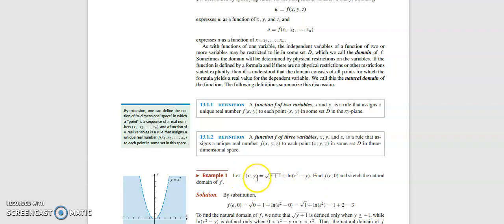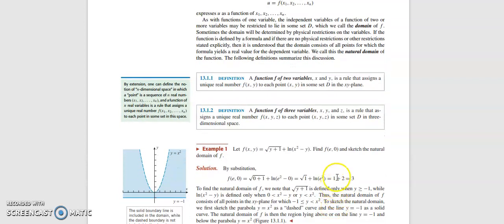So here you are given f of x, y equal to root of y plus 1, plus log of x square minus y. You are asked to find f of e, 0 and sketch the natural domain. For finding f of e, 0, substitute x equal to e and y equal to 0. So you will get root of 0 plus 1, plus log e square minus 0. That will be root 1, which is 1, plus log e square, so that will be 2 log e. Log e is equal to 1, so you will get 1 plus 2, which is equal to 3.